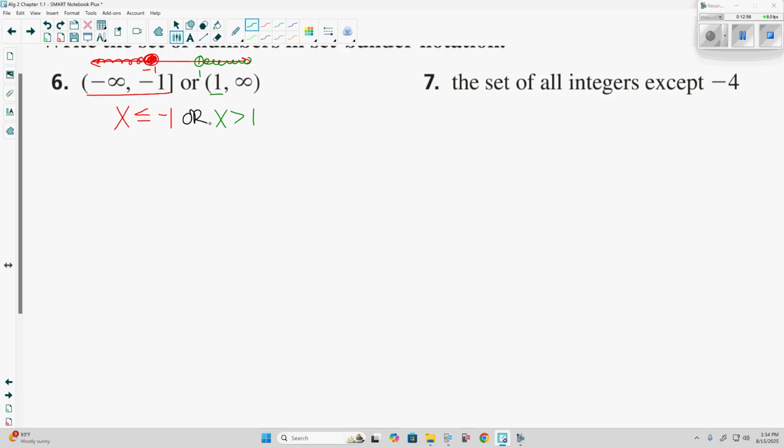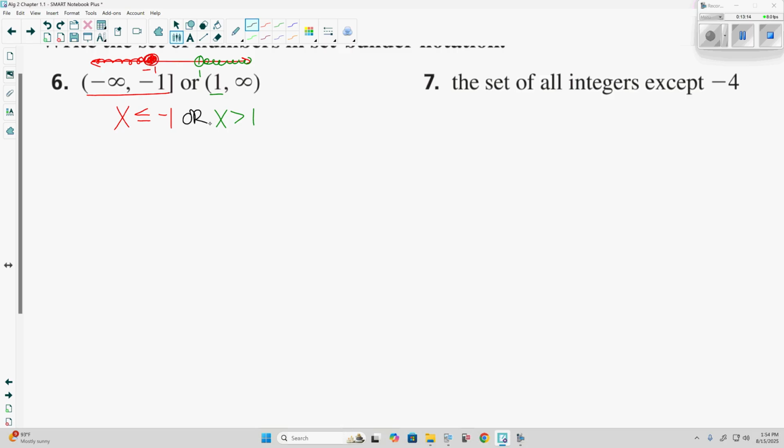So again, I will say if having that number line helps you write the inequalities, draw it. There's nothing wrong with doing that. If it doesn't help or you don't need it, that's fine. Don't do it.